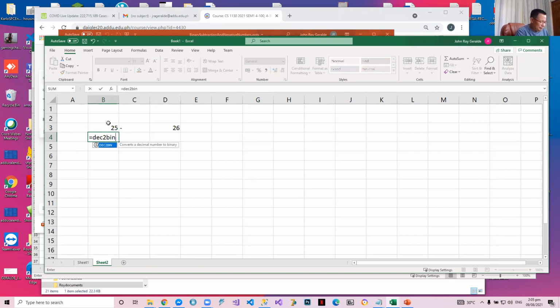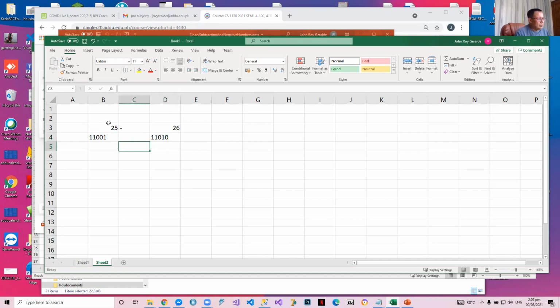What's this? The octal to binary. Okay, that equals 00110. So what's the ones complement? 00101. You follow? What's the twos complement? We add 1. So 1 plus 1 is 0, carry 1, so the 2's complement is 00110. Do you follow?